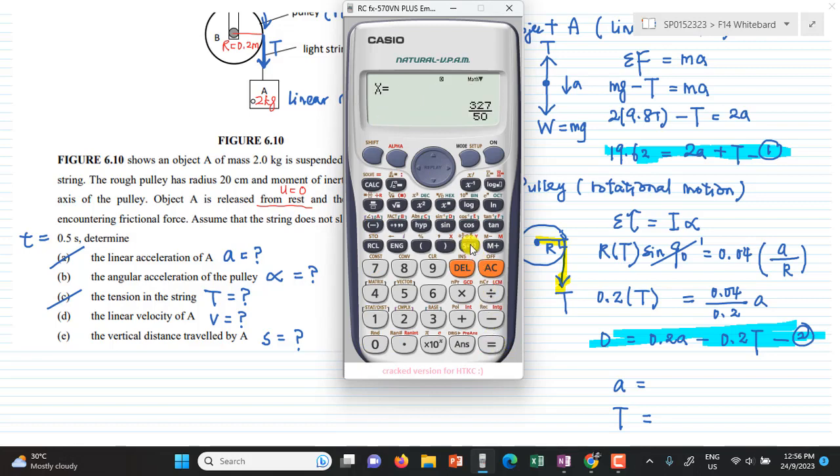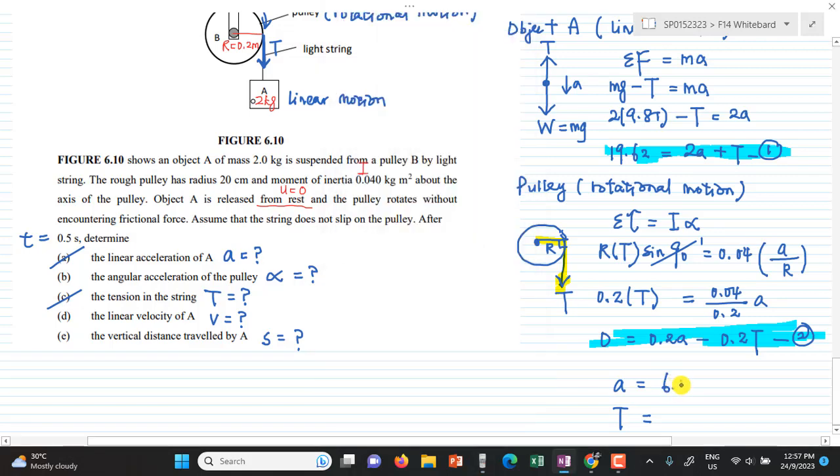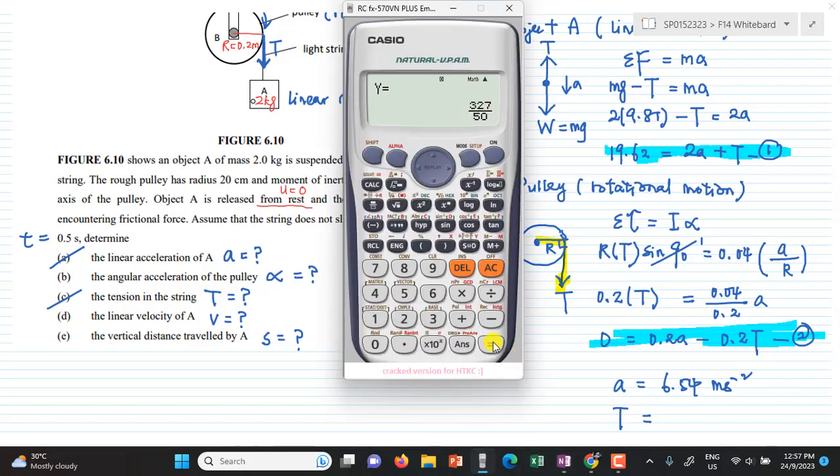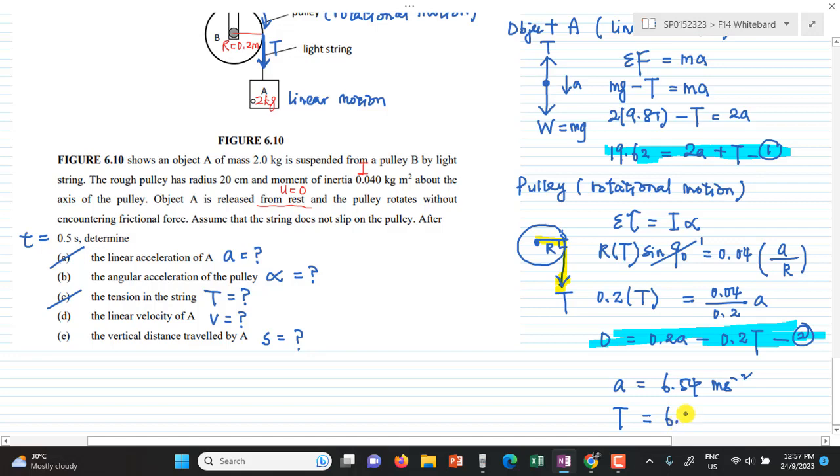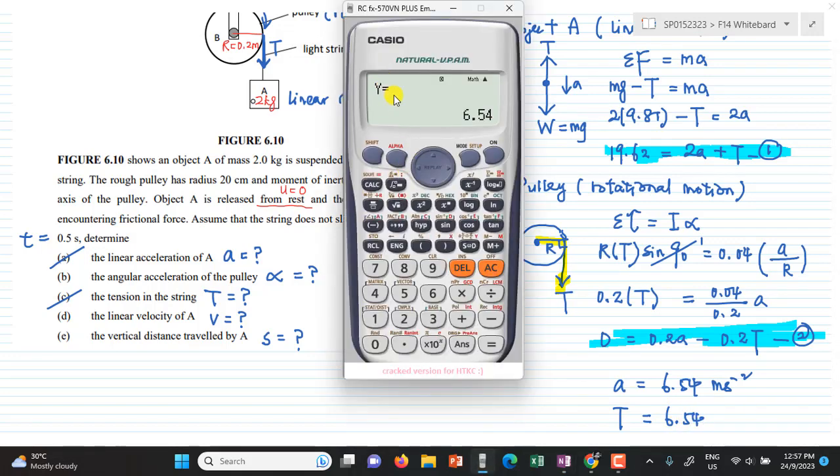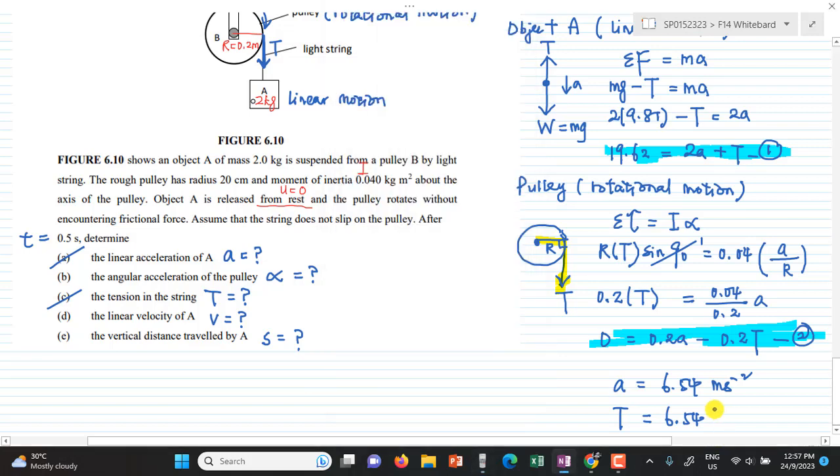Okay, so I get my first unknown A is 6.54. Okay, 6.54 meter per second squared. How about the second unknown? Second unknown represents tension. Oh, it will have the same value, 6.54 as well. So the unit for tension, force, is Newton. So I already get the answer for question A and question C at the same time.